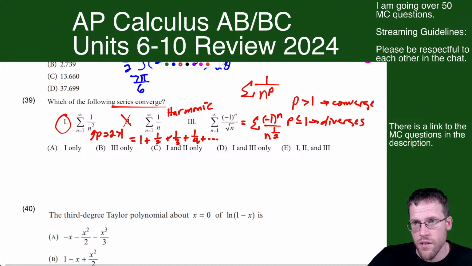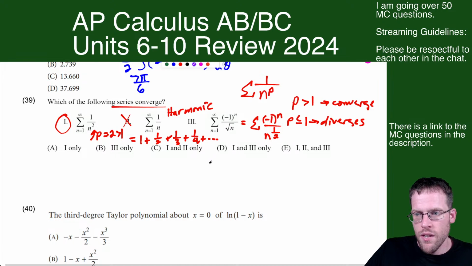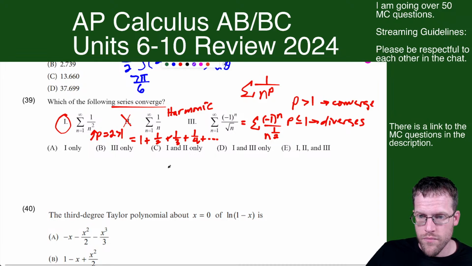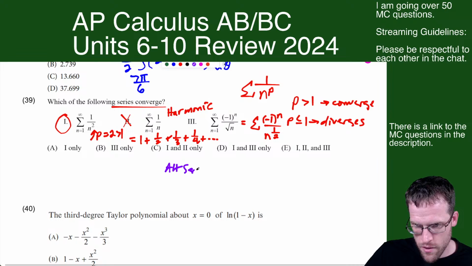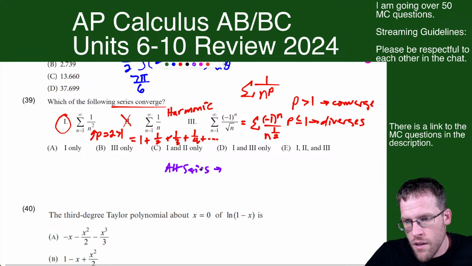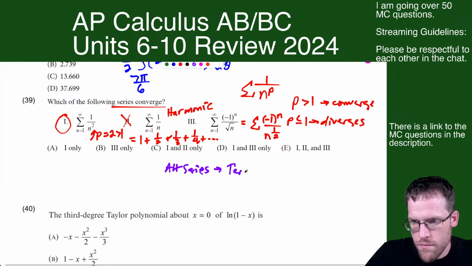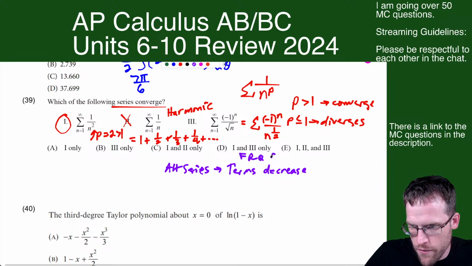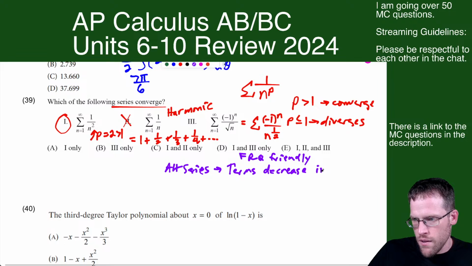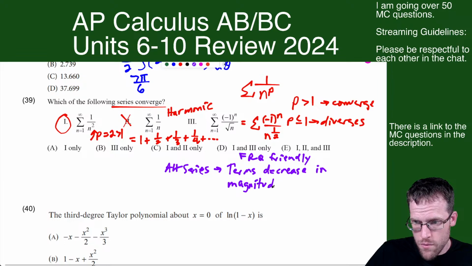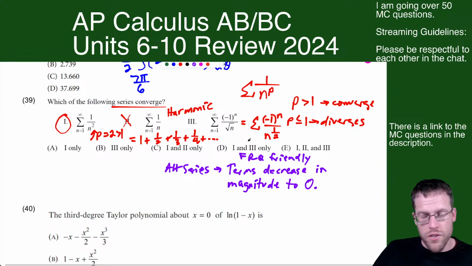But no, this converges. The alternating series test says that as long as you have an alternating series, and the terms decrease in magnitude to 0, then the series converges. This is FRQ friendly, so this you could say in the FRQ.